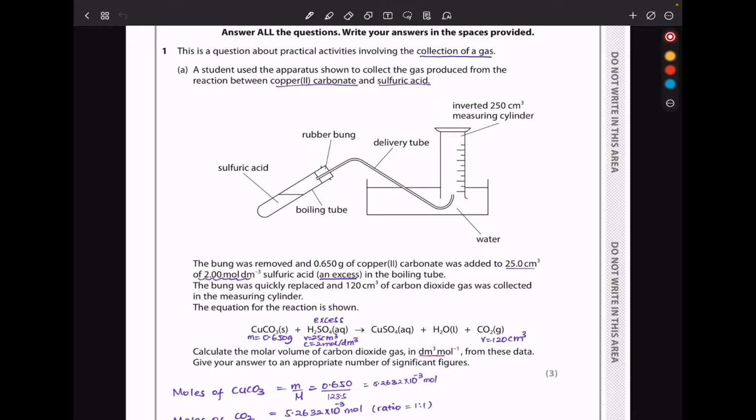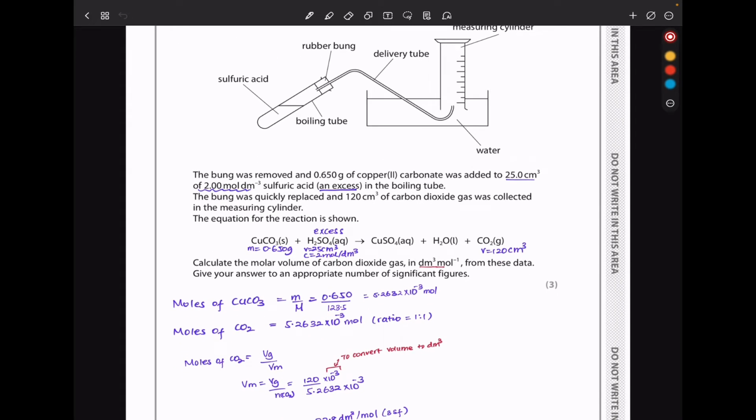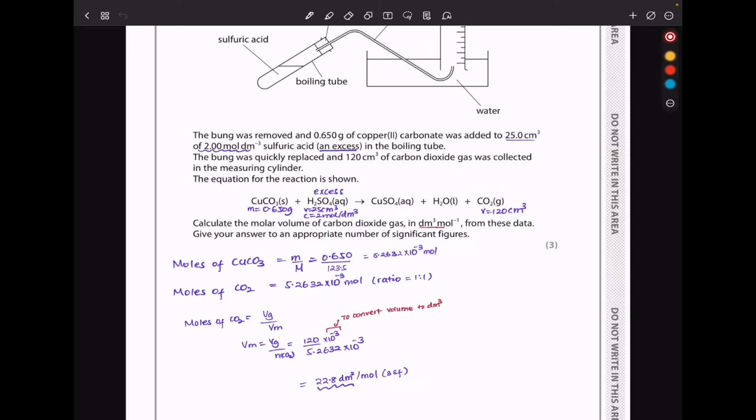So the disadvantage of this method is that some of the carbon dioxide could dissolve in the water, and the volume collected may not be representative enough. Usually, this method is used when the volume of gas produced is so much that the tiny volume that dissolves is going to be insignificant. They say the bung was removed and 0.650 grams of copper 2 carbonate was added to 25 centimeters cubed of 2 mole per decimeter cubed sulfuric acid, which is an excess, in the boiling tube. The bung was quickly replaced and 120 centimeters cubed of carbon dioxide gas was collected in the measuring cylinder.